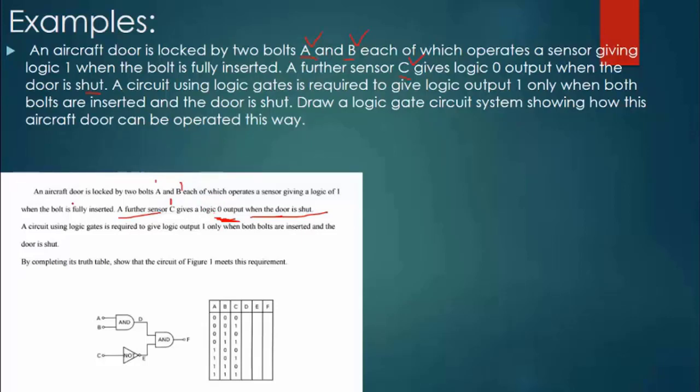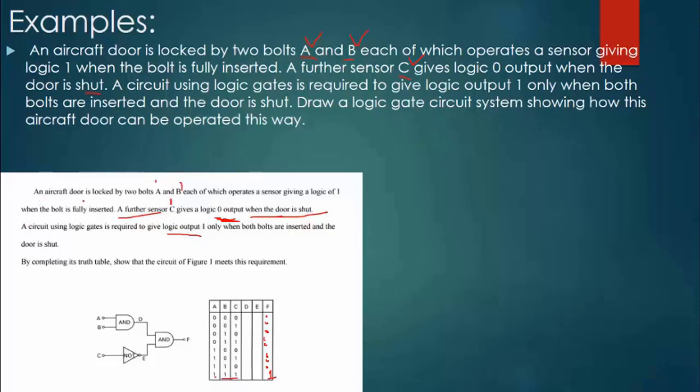Okay, so a circuit using logic gates is required to give an output of 1 only when both bolts are inserted, when both are 1 1, and the door is shut, when the sensor C senses it, is 1, then you want it to read 1. So you want a condition whereby when it is 1 1 1, the output should be 1. That's the only condition where you want it to be 1. Otherwise, you want all these others to be 0.